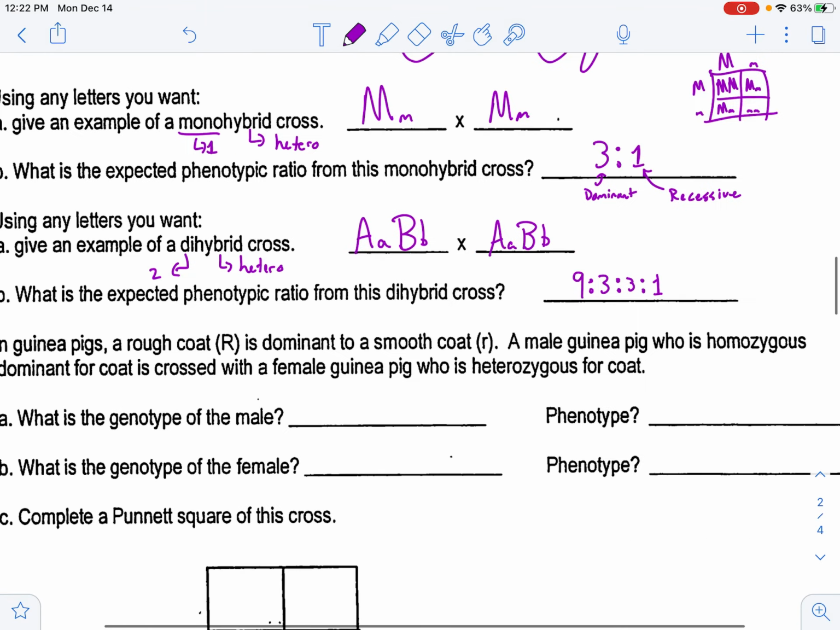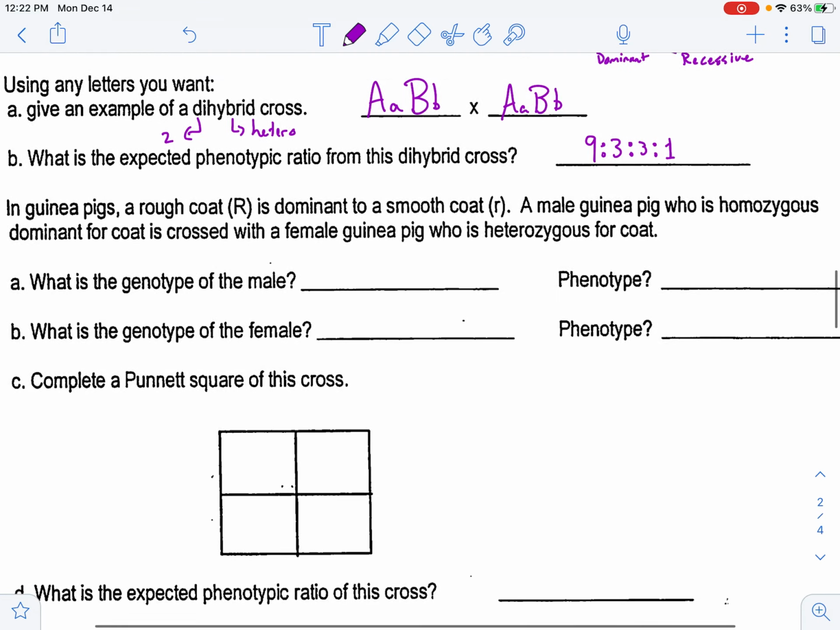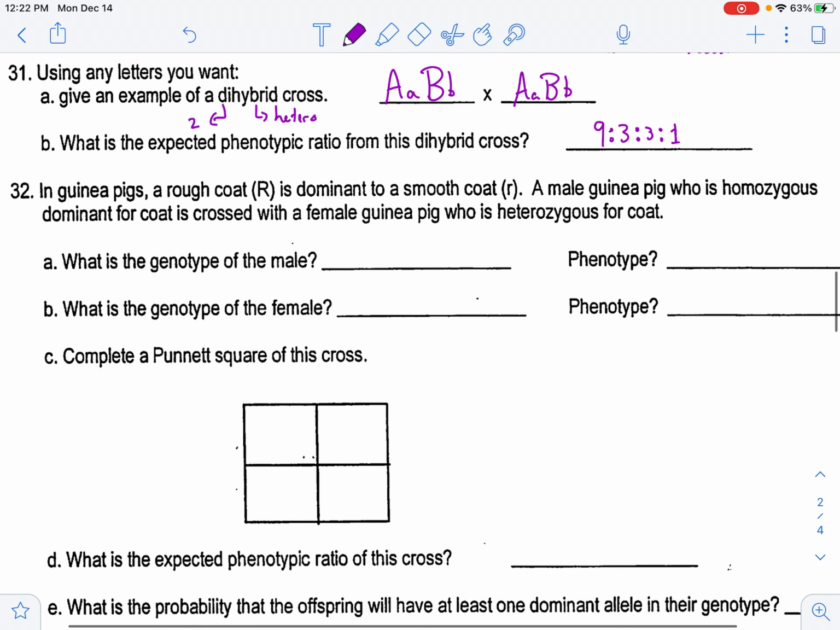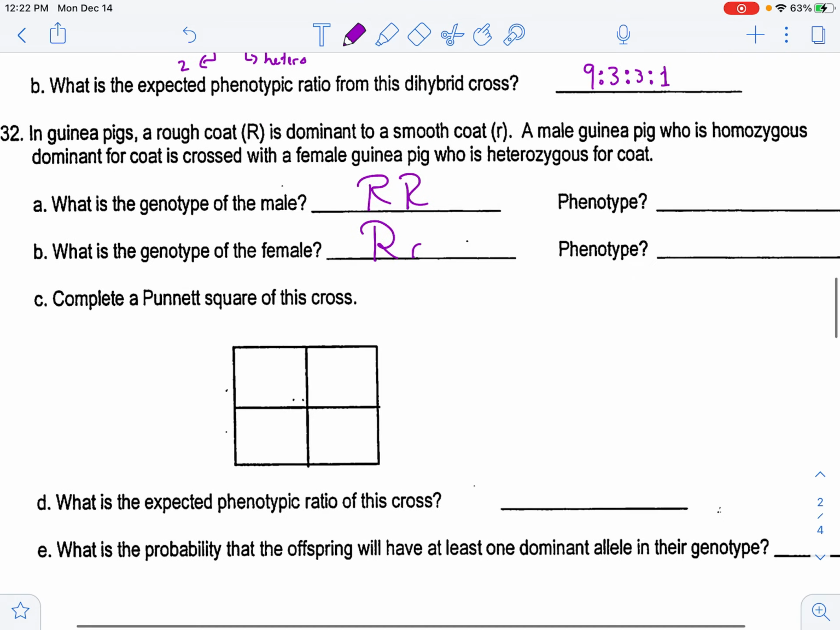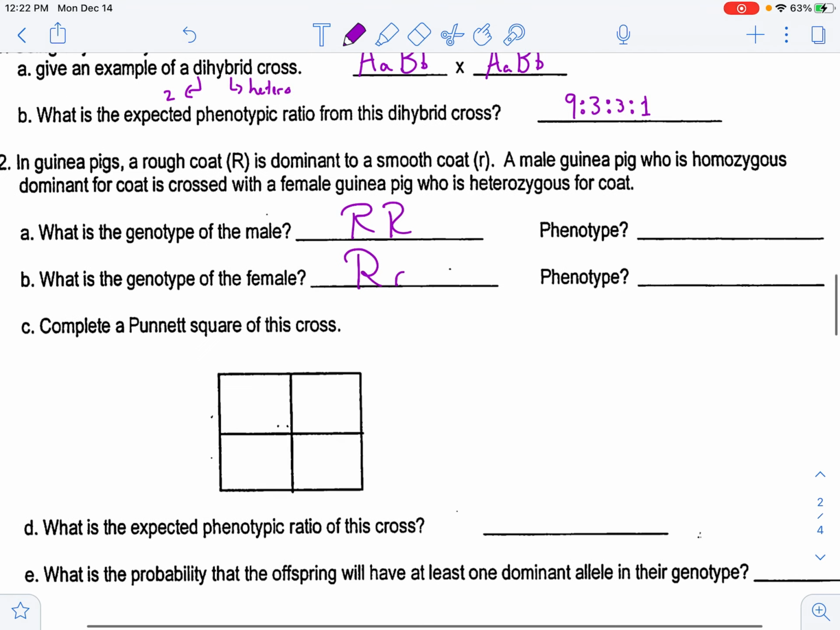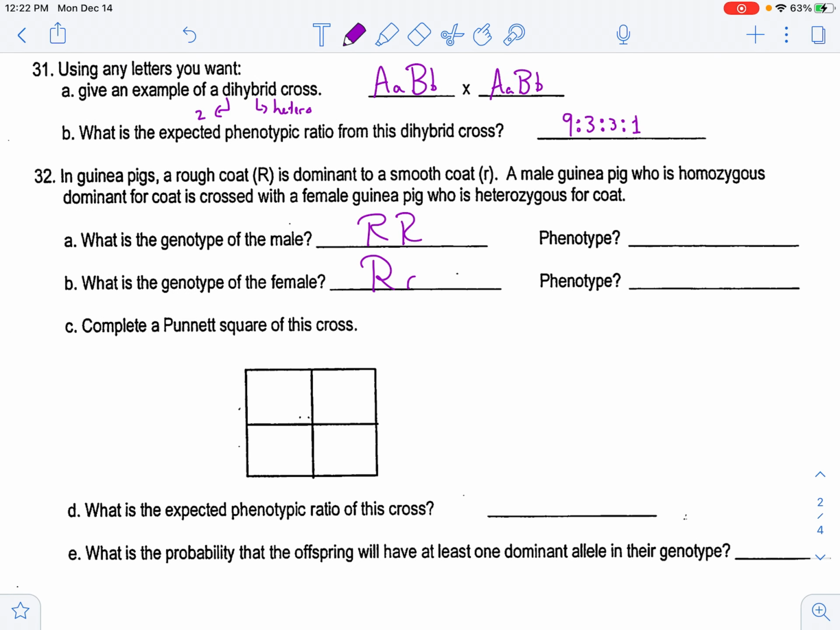All right, so if we look at then 32. Guinea pigs, rough coat, dominant to smooth coat, capital R versus little r. Male guinea pig, homozygous dominant. So that means both capital. Cross with a female who's heterozygote, capital R little r for female. They want to know phenotype, genotype, the Punnett square, and then the phenotypic ratio, and then a probability. So let's start with the phenotype.